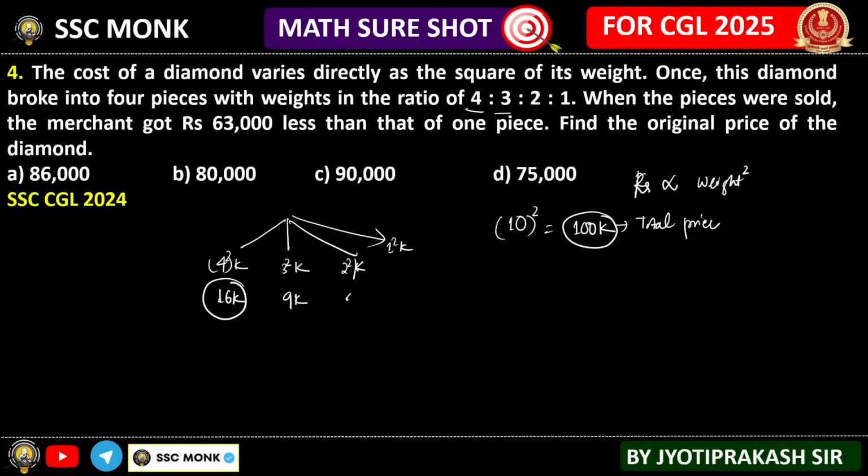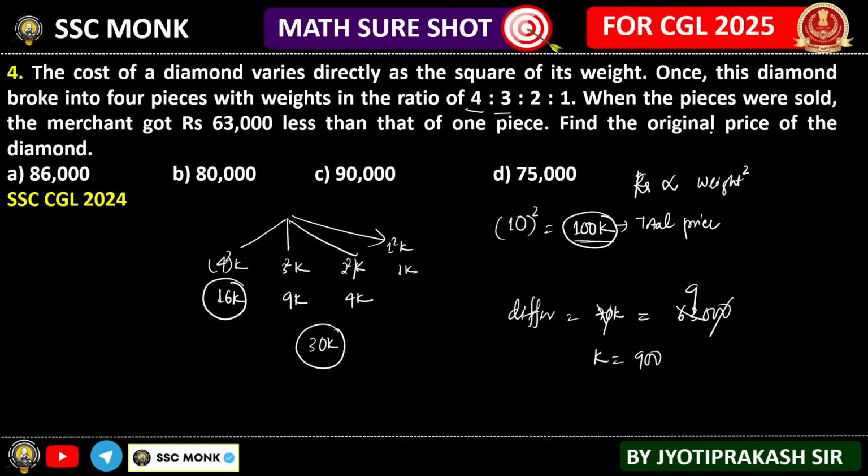Here 9K, here 4K, here 1K. Yes or no? What is the total? Sir, 16 plus 4 is 20, plus 10, 30K. Sir, 30K is now the price of the 4 parts, but the actual price was what? 100K. So what is the difference? Sir, the difference in price is equal to 70K, which is equal to 63,000. Sir, if 70K is equal to 63,000, 10 and 10 gone, 7 nines are 63, the K value is equal to what? 900. Yes or no? Yes.